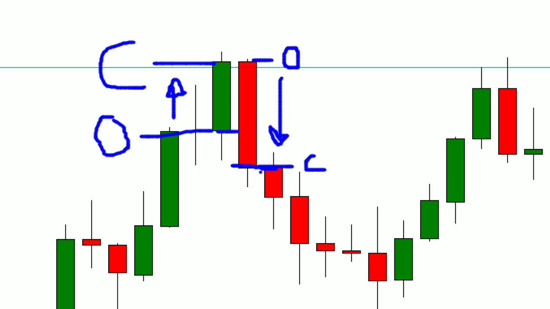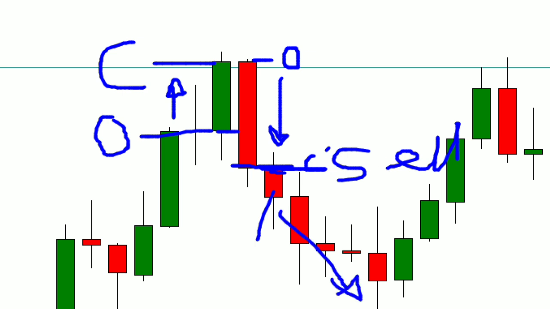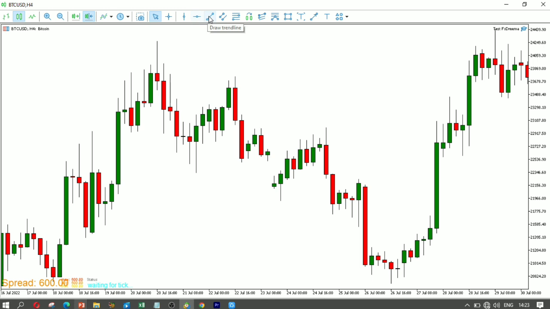So once you see this happening, this is where you will be selling. On the open of this candle, so it opens right there, you will be placing your sell order, right? Once you sell there, you expect price to move down, right? So here you can see an example.